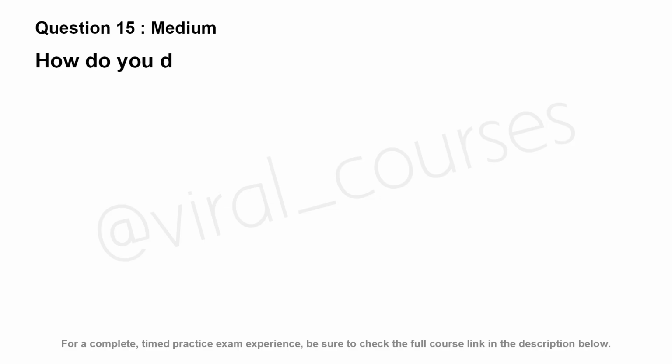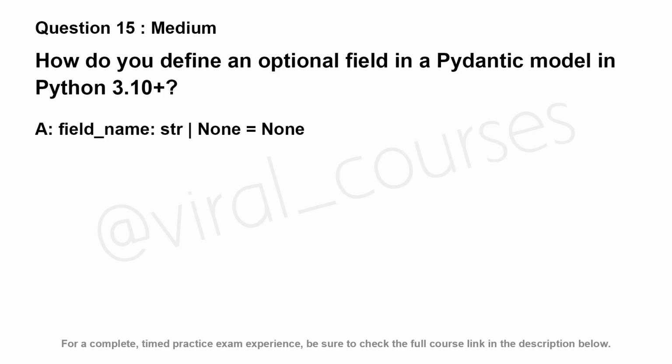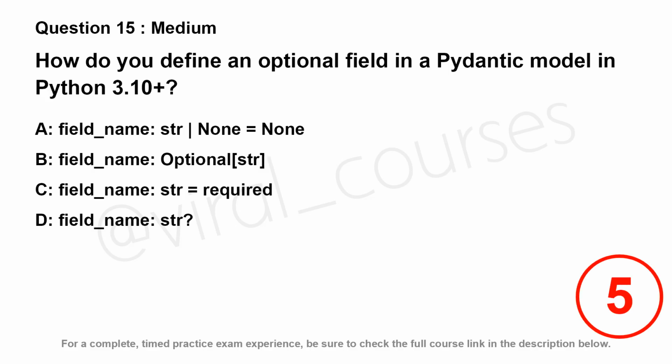How do you define an optional field in a Pydantic model in Python 3.10+? Option A, field_name: str | None = None. Option B, field_name: Optional[str]. Option C, field_name: str = required. Option D, field_name: str.